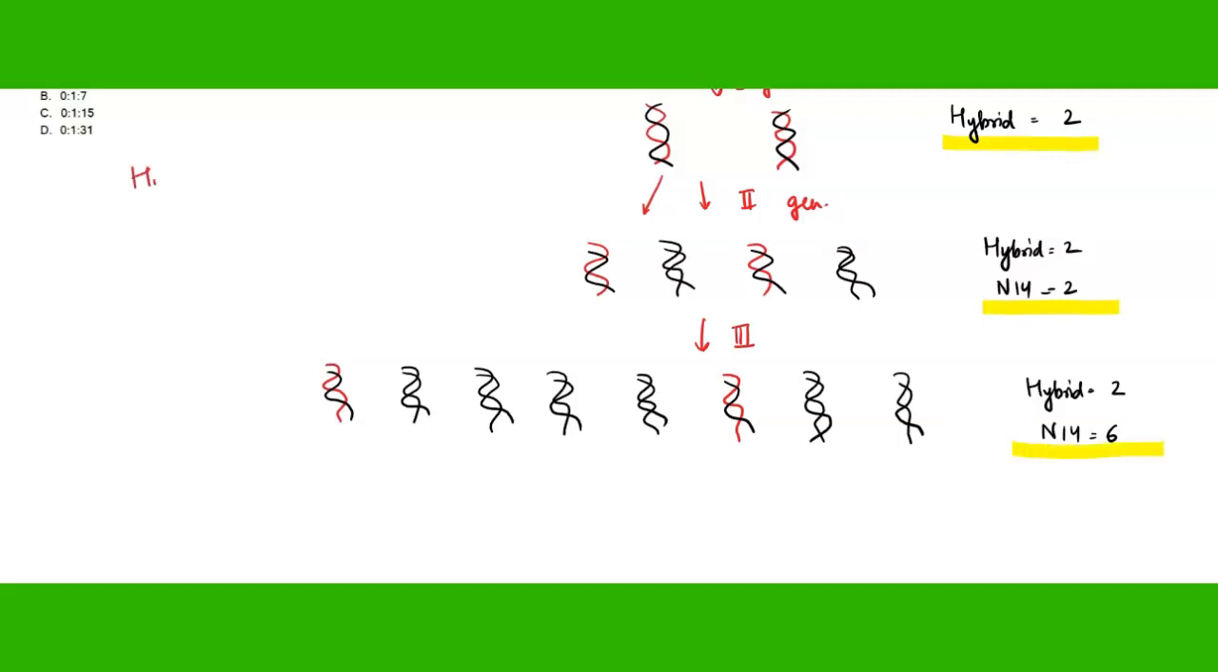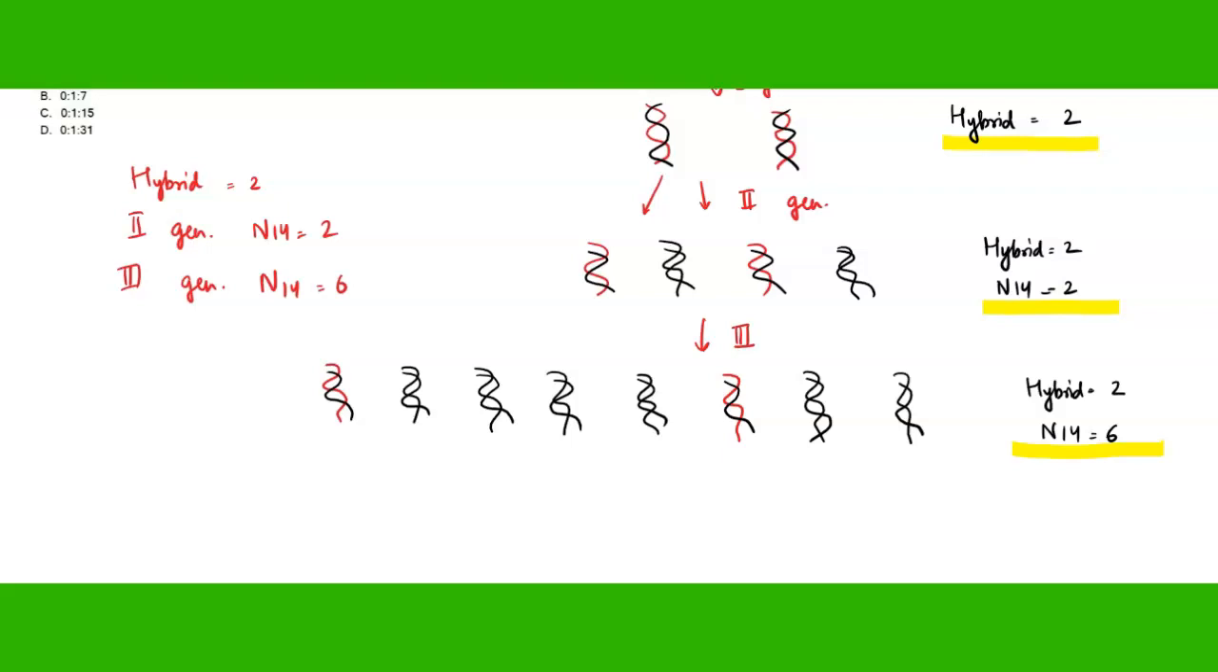So if you see constantly, our hybrids, they are constant. That means they are only 2 in number. But see, N14 is continuously rising. So N14 in second generation, if you see in second generation, N14 strands were 2. In third generation, N14 strands were 6. Now I am telling you a trick how to find it out.